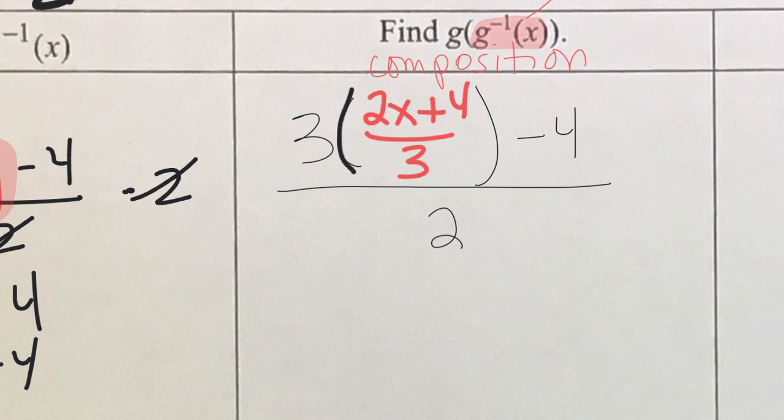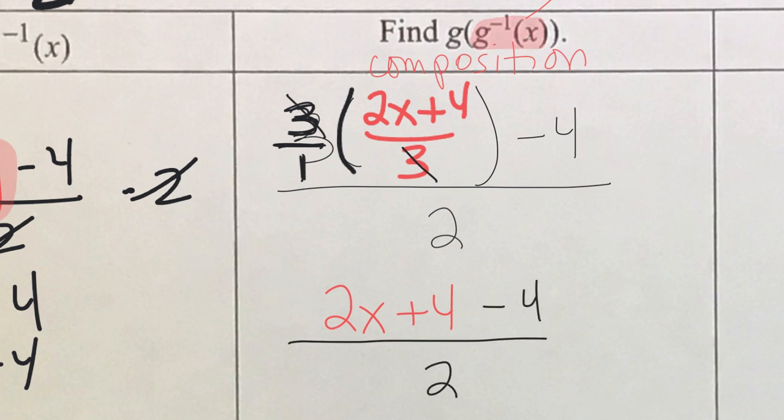Now, what can we do to simplify this? Do you want to distribute? Do you want to divide by 1 and make this into a fraction? There are lots of things we can do. But in the end, what ends up happening to that 3? It ends up dividing this 3, because what is 3 divided by 3? That's 1. So the 3 on the outside and the 3 inside of that fraction cancel each other out. So 2x plus 4 is left in my numerator, and then I have a minus 4, all divided by 2.